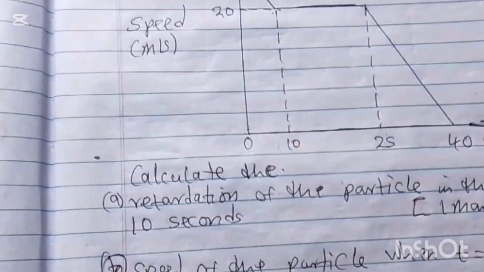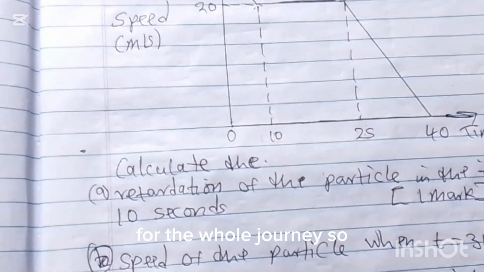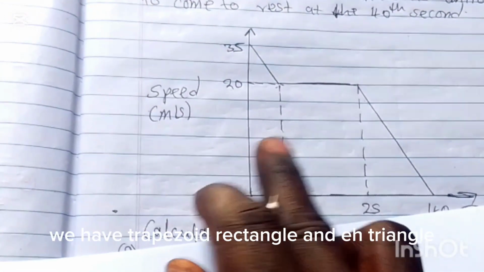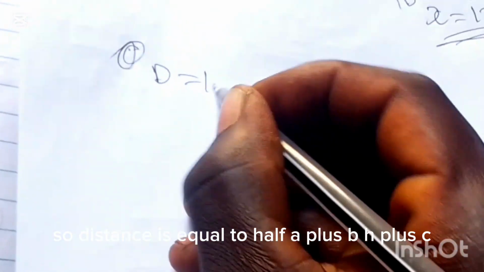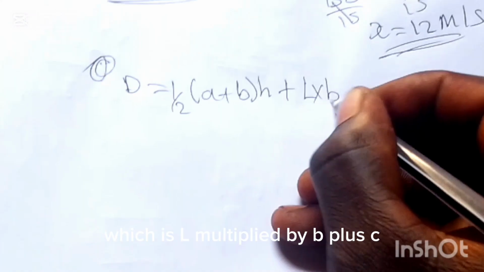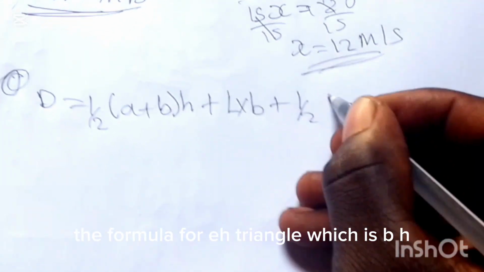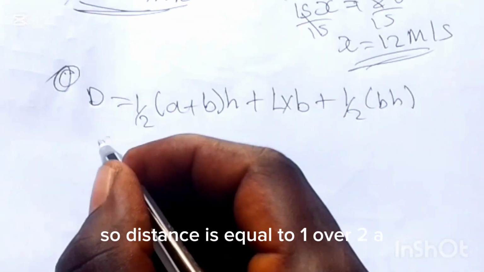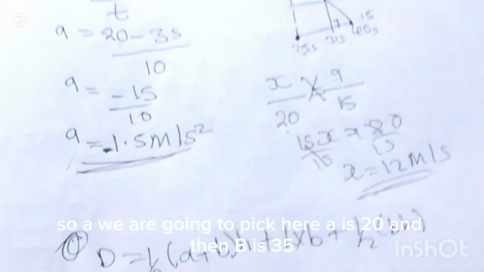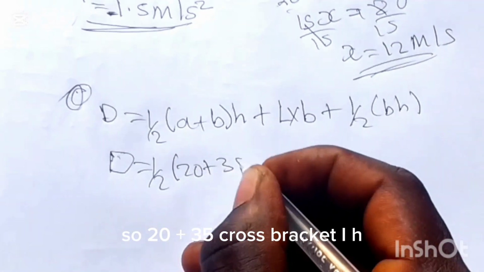They said calculate the average speed of the particle for the whole journey. So we need to find the average speed of the whole journey. Since we have seen this, we have a trapezium, a rectangle, and a triangle. So I'm going to write this formula. Distance is equal to half (a plus b) h, plus the formula for rectangle, which is l multiplied by b, plus the formula for triangle, which is half b h. So distance is equal to 1 over 2 (a plus b) h. A we're going to pick here, a is 20, and then it is 35. So 20 plus 35 in brackets.